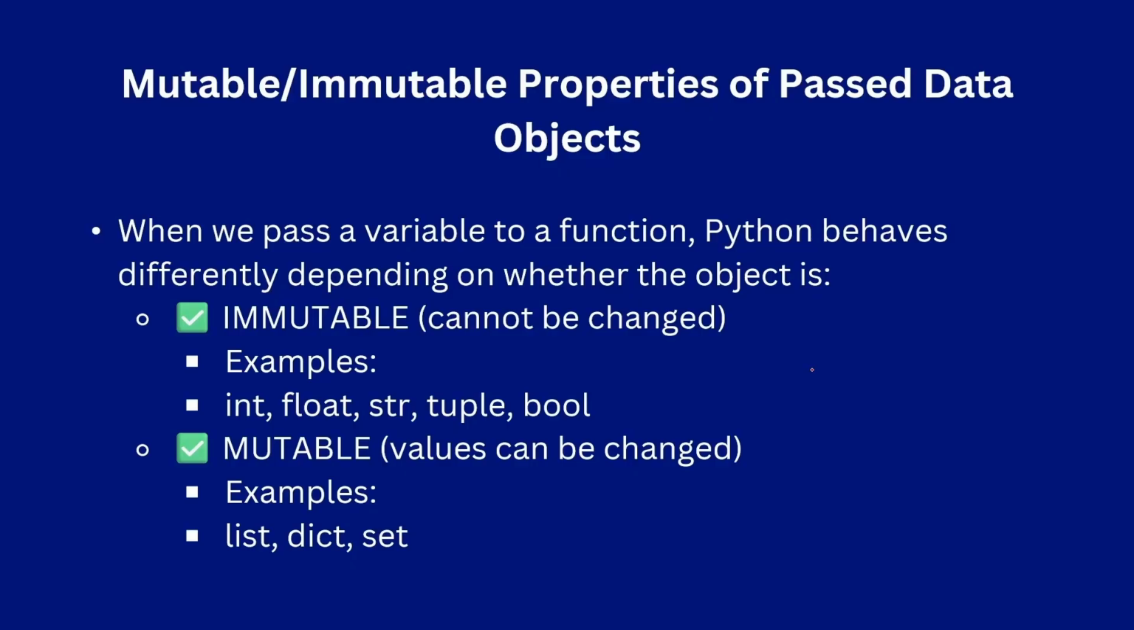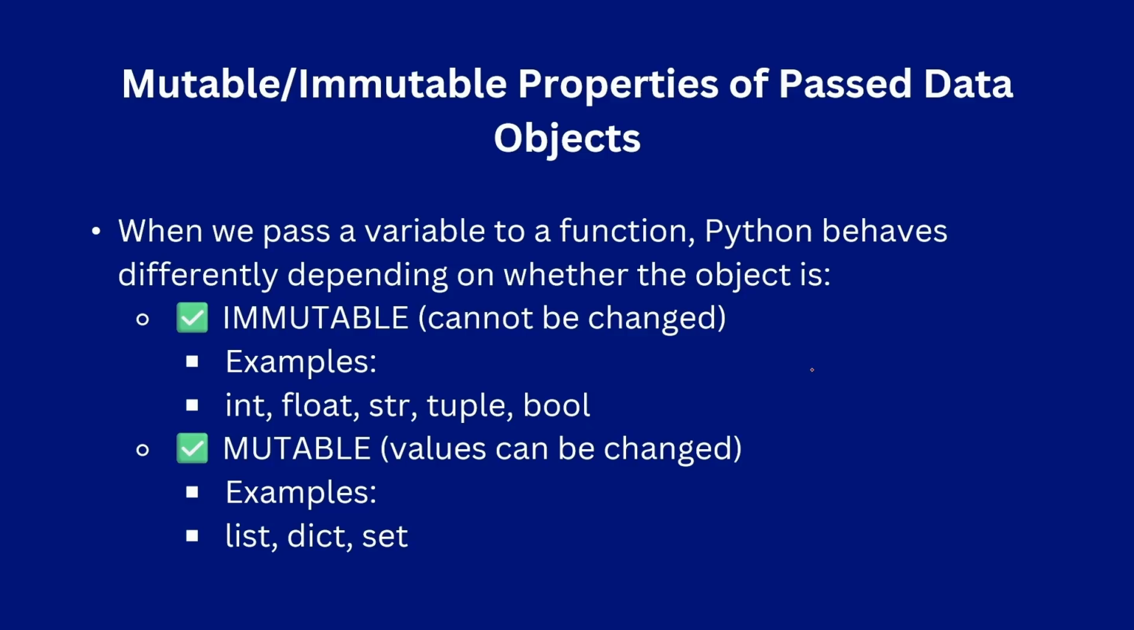Okay, so the next topic is mutable and immutable properties of passed data objects. When we pass a variable to a function, Python behaves differently depending on whether the object is immutable or mutable. Immutable types are those whose values cannot be changed, like int, float, string, tuple. And mutable types are like list and dictionaries, where values can be changed.